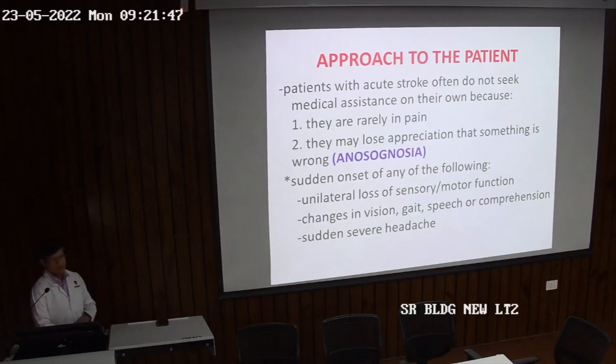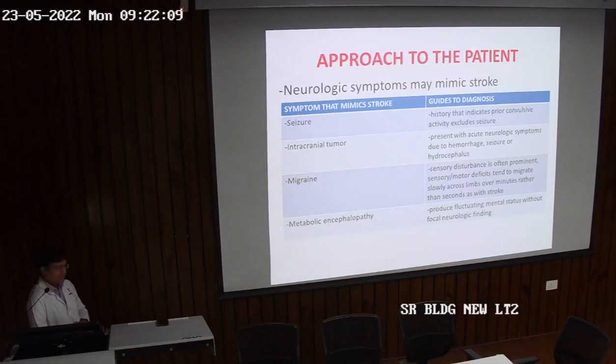So a patient of stroke may present to you in any way: it can be impairment in motor power, impairment in sensory function, changes in gait, speech, vision or comprehension, or a sudden severe headache. So a patient may present with abnormality in any of these, and there are certain neurologic conditions which mimic stroke. They may be in the form of seizure, intracranial tumor, migraine, and metabolic encephalopathy. So these come in the differential diagnosis of stroke.